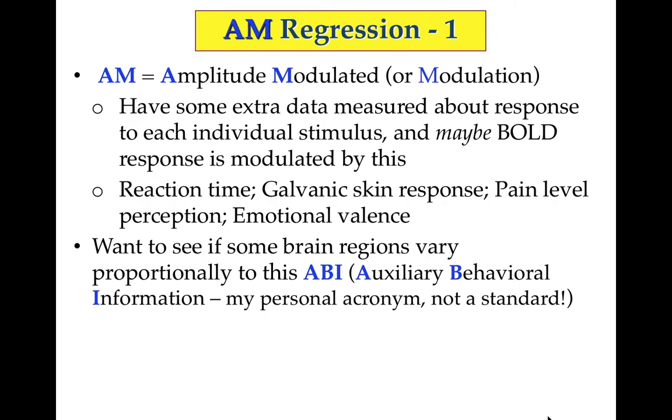And you can imagine the extra information would be reaction time. You know when you presented the face, and you know when they press the button saying something about the face. Or maybe galvanic skin response, or whatever that's called these days, or pain level perception. And you want to see if there's some brain regions where this bold response varies proportionally to this ABI, I call it here, a personal acronym for auxiliary behavioral information. Mostly used in these slides because that way I don't have to write auxiliary behavioral information 1,000 times.